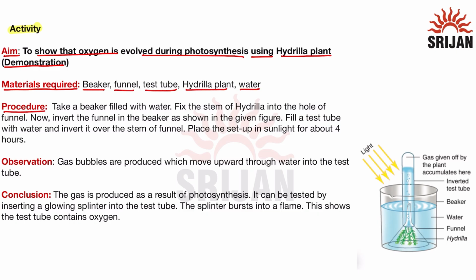Now let us see the procedure. Take a beaker filled with water, and fix the stem of Hydrilla into the hole of the funnel. Now invert the funnel in the beaker as shown in the given figure. So we invert the funnel containing the Hydrilla plant, fill a test tube with water and invert it over the stem of the funnel.